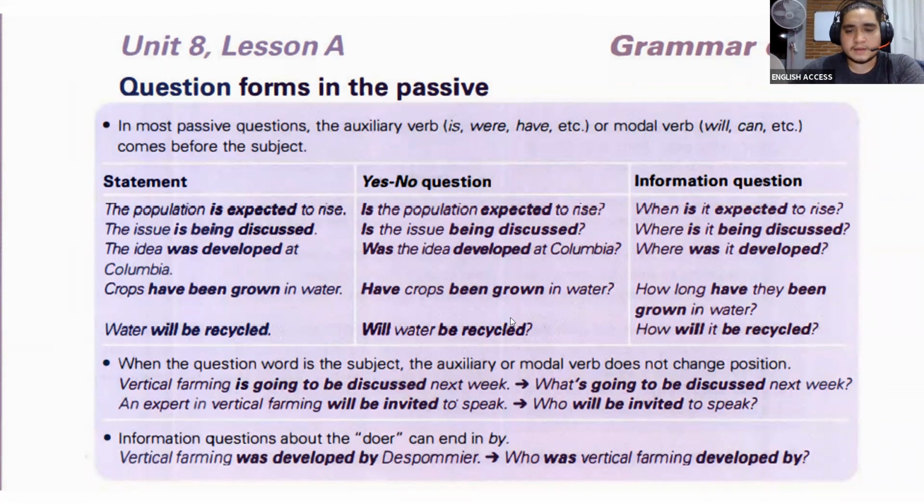Okay, so is this clear, or can we move on? Do we need to look at the examples, guys? Yes, it's okay. All right, good. All right, very good.